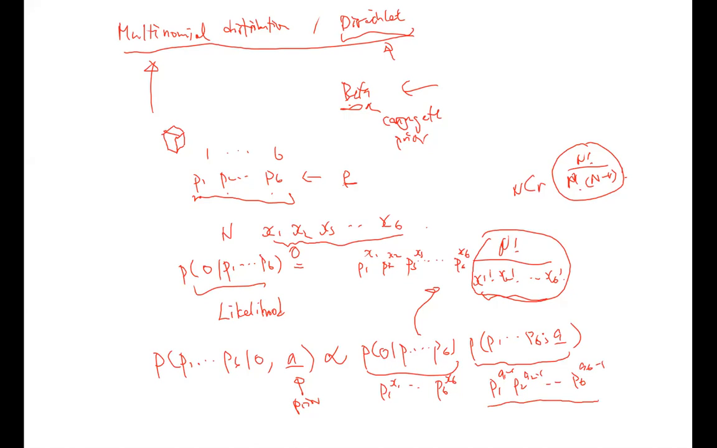The normalization factor is simply gamma A1, gamma A2, up to gamma A6, and this is multiplied by gamma of A1 plus, oops, let me, okay. And this, by the way, is the Dirichlet distribution.